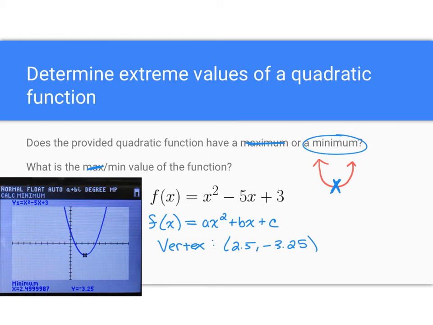Is that point 2.5, negative 3.25? The minimum value of the function will always be the y part of the vertex. Right, so they're asking what is the smallest value that this function will give us, right? We give it the x, that's the input. The smallest value it's going to spit back out is negative 3.25.